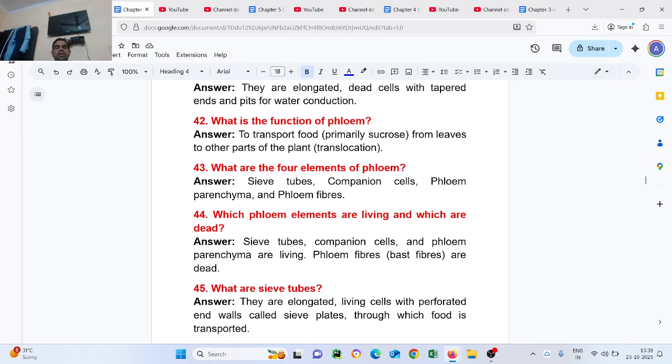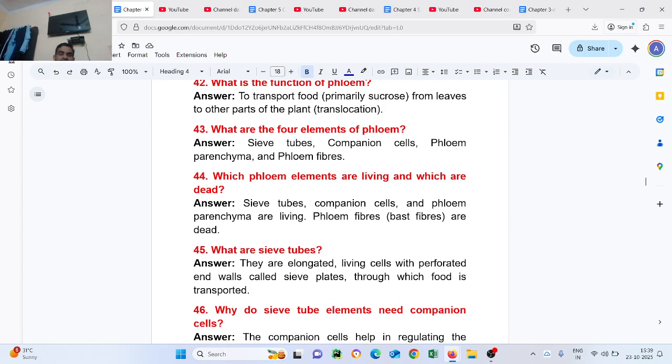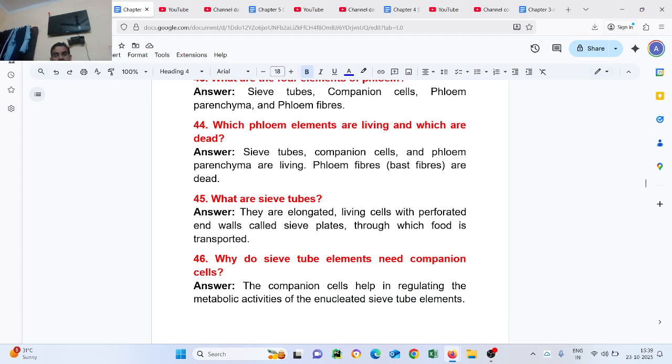Question number 44. Which phloem elements are living and which are dead? Sieve tube, companion cell, and phloem parenchyma are living. Phloem fiber, or bast fiber, is dead. Question number 45. What are sieve tubes? They are elongated living cells with perforated end walls called sieve plates, through which food is transported.